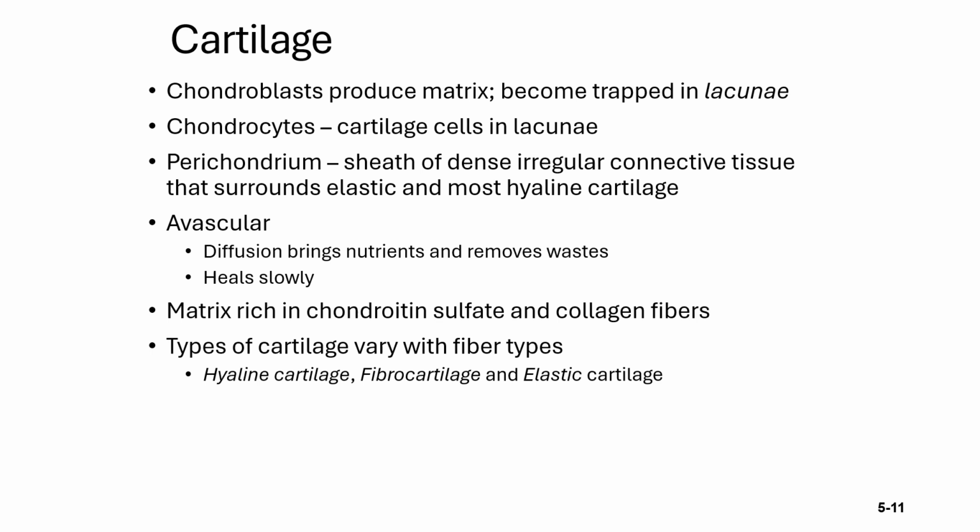As we said, connective tissue has three major components: the cells, the fibers, and the ground substance. The cells are the chondroblasts, which later become chondrocytes, the fibers are collagen fibers, and the matrix is composed mainly of glycosaminoglycans, the GAGs. There are three types of cartilage, depending on the type of fibers they have: hyaline cartilage, elastic cartilage, and fibrocartilage.